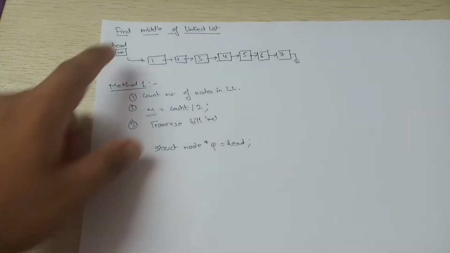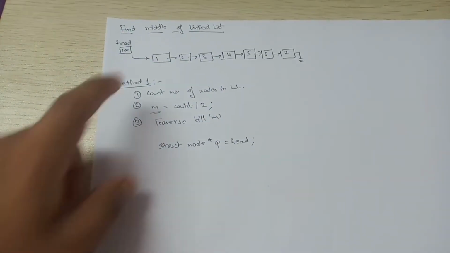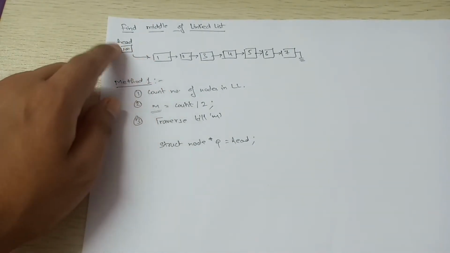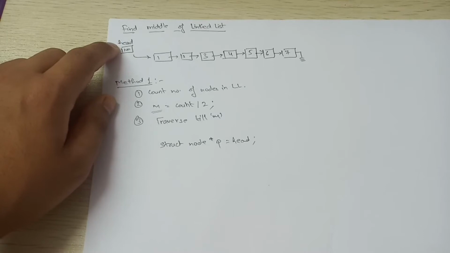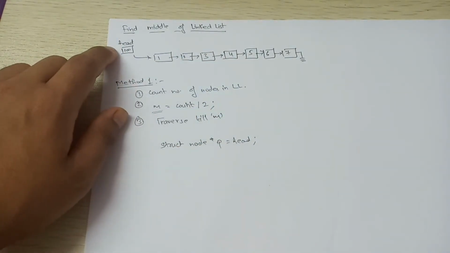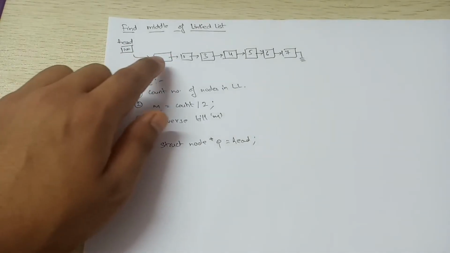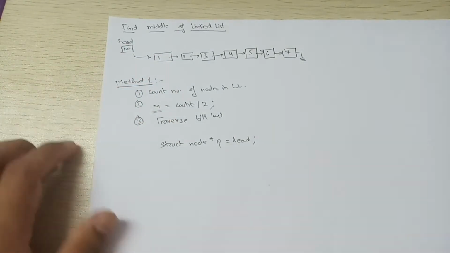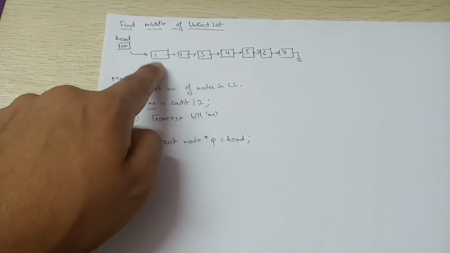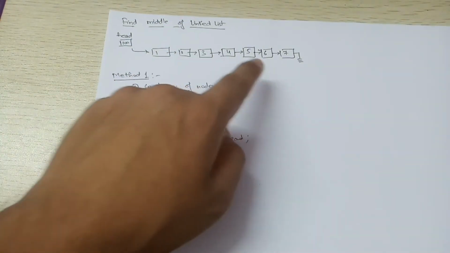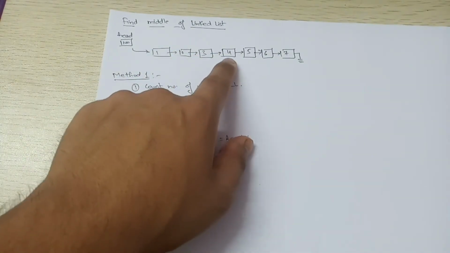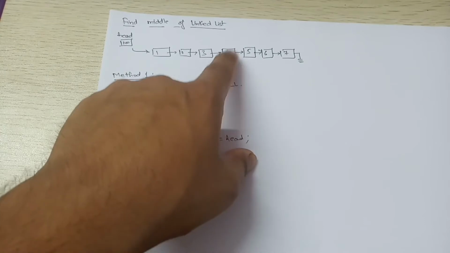So the problem statement is find middle of linked list. A linked list is given to you and the address of the first node of the linked list is pointed to by the head variable. So this is the linked list and this is the head pointer which holds the first node address. Now what you have to do is find the middle node of this linked list. We have 7 nodes, so we have to return the middle of this linked list. The middle of this linked list is this node, so we have to return 4.